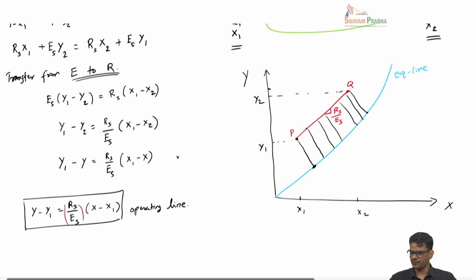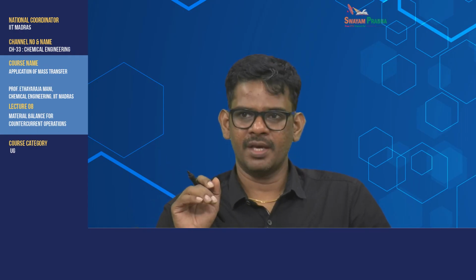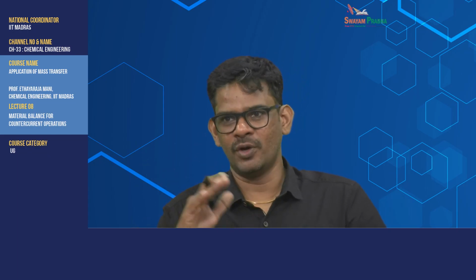So as I said, this is the driving force line, and the driving force line does not change though. Whether you do co-current or countercurrent, the driving force lines are always negative in this diagram, minus kx by ky. But only the slope of the operating line might change depending upon the flow conditions.